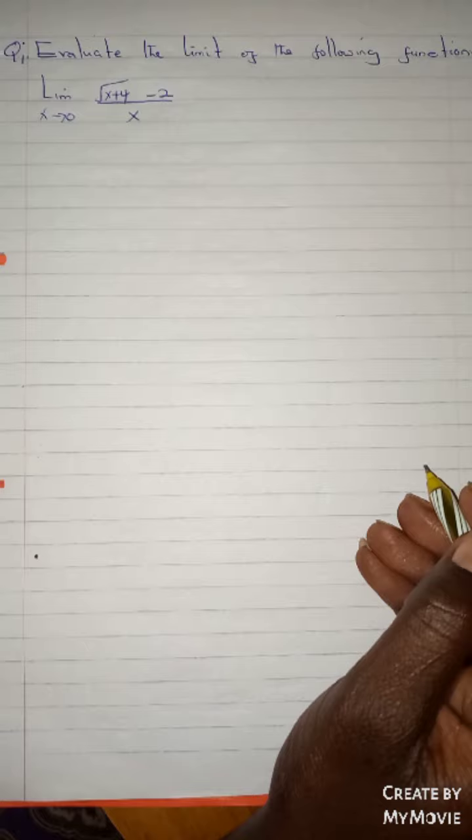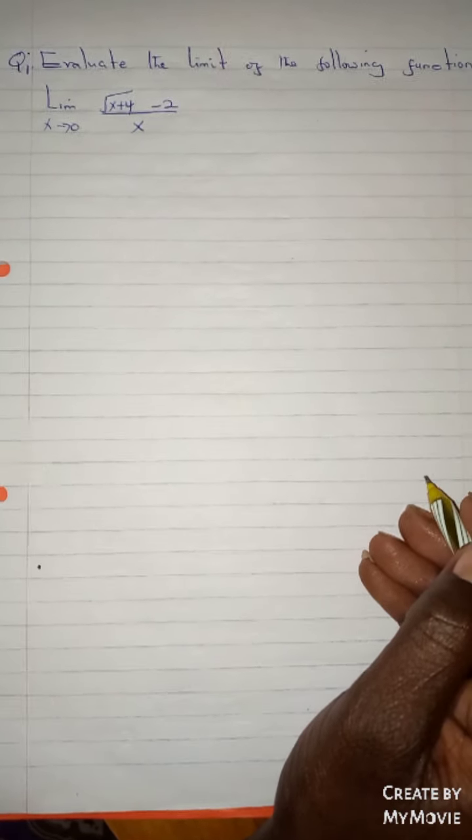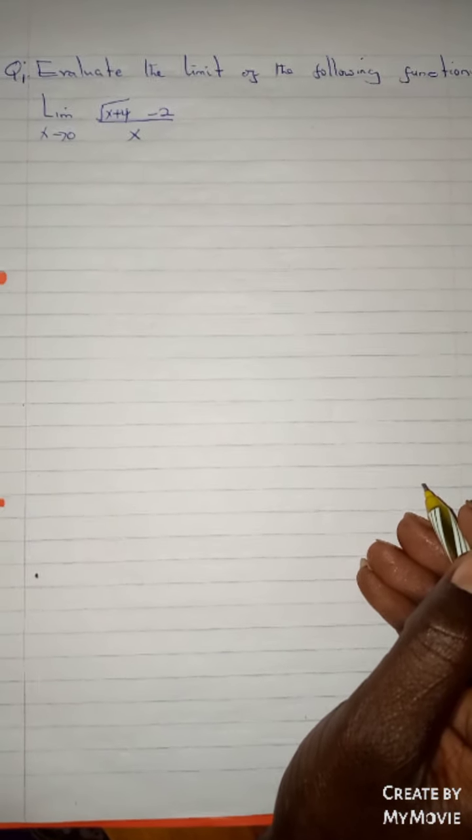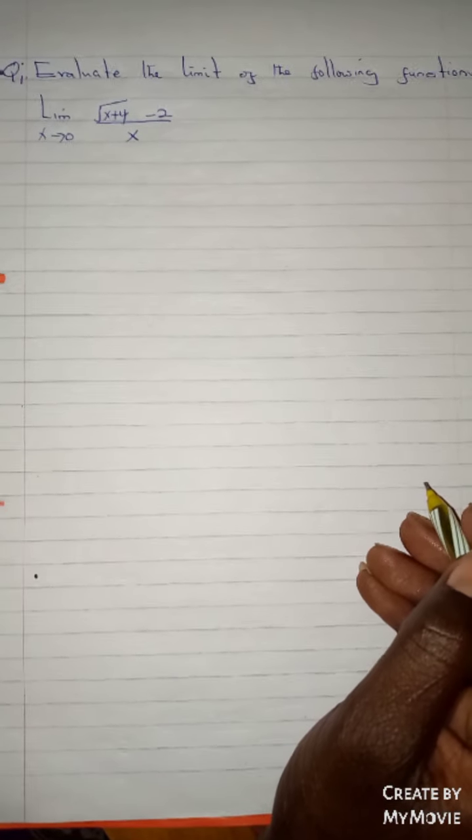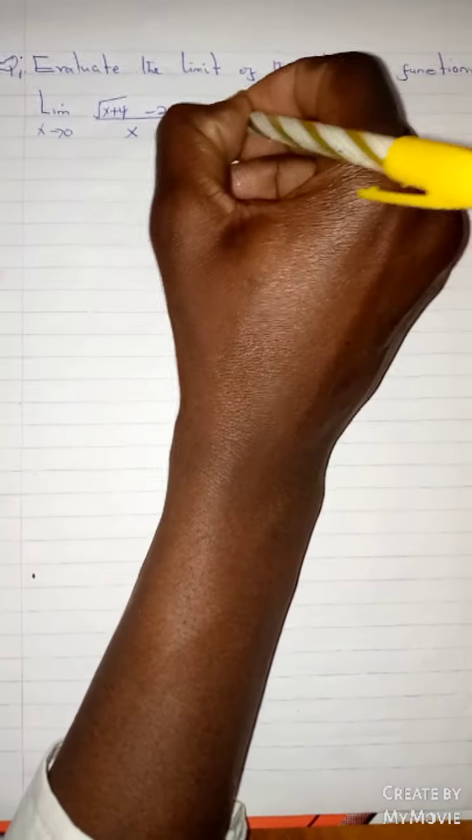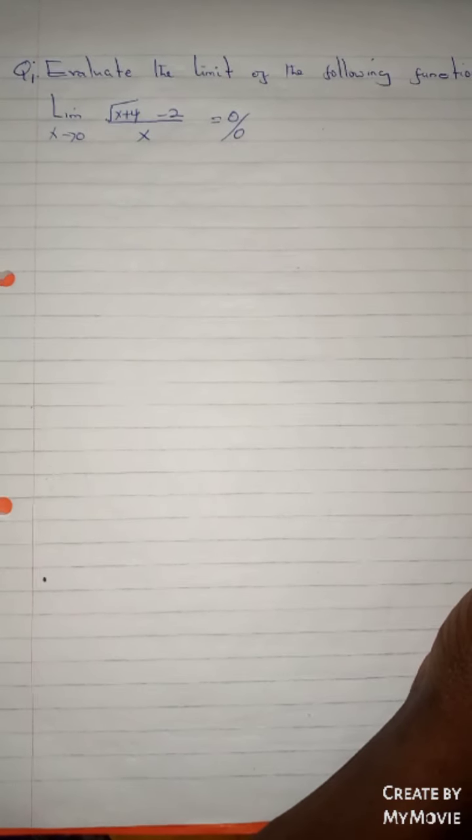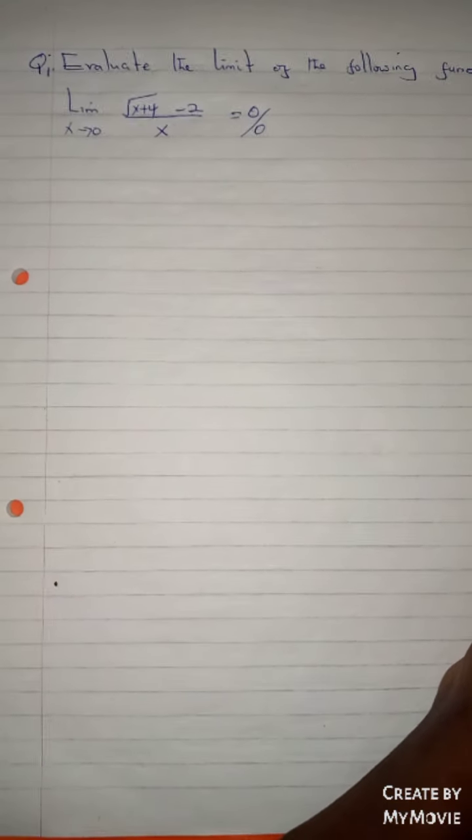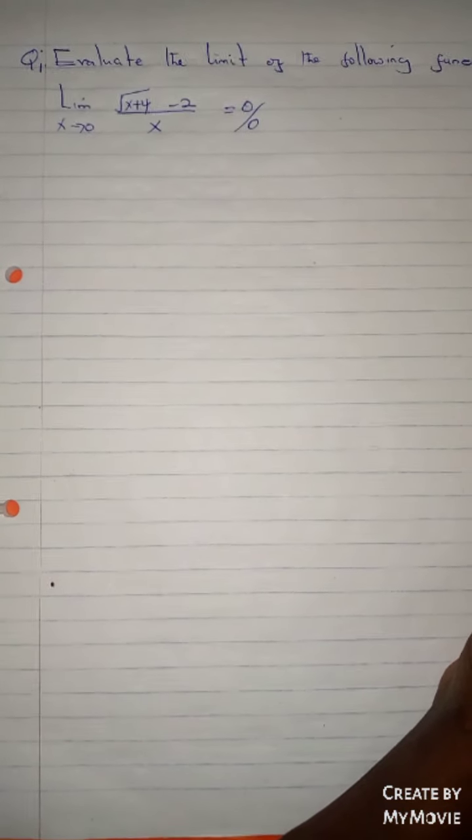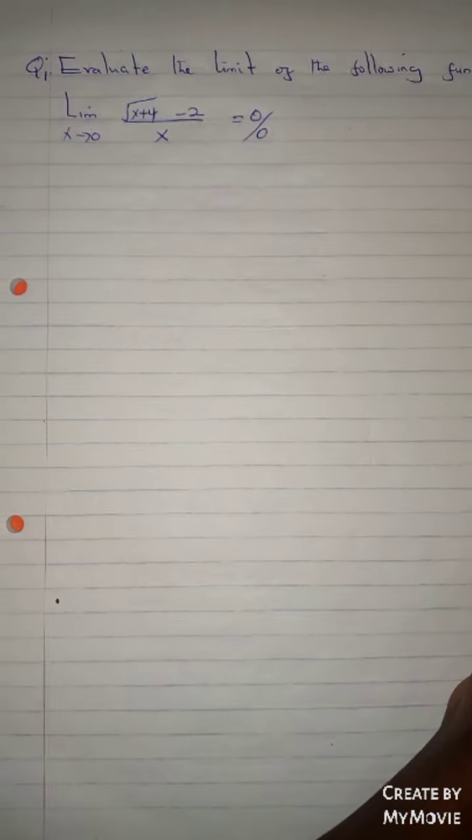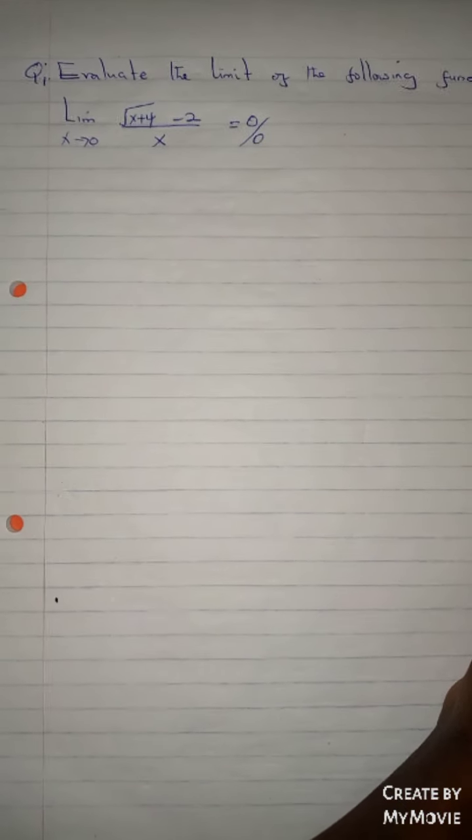The first thing that normally comes to our mind is to try to plug the value of x into that function. When we do, we get a value like 0 over 0, which is an undefined, indeterminate form, so we cannot conclude the limit exists. So we have to look for another alternative so that the limit of this function can be found.